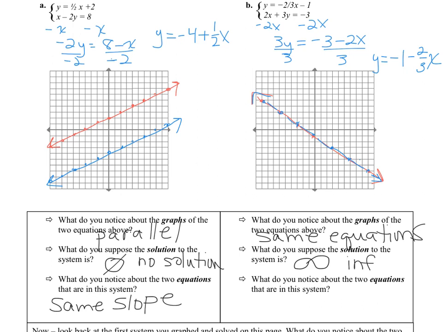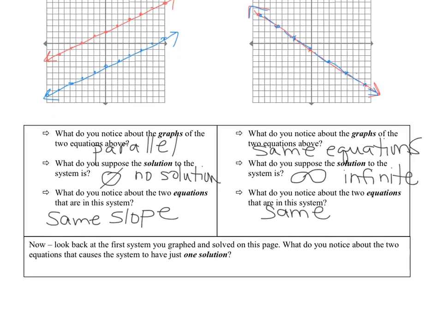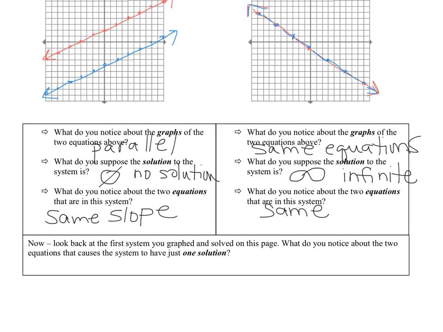So you could use the word, or you could write the symbol. The thing that you notice about the two equations is that they are the same, all right? Now, the last question on the bottom of this page says now look back at the first system you graphed and solved on this page. What do you notice about those two equations that make the system just have one solution, right?